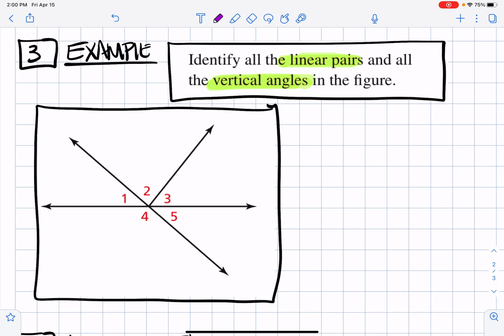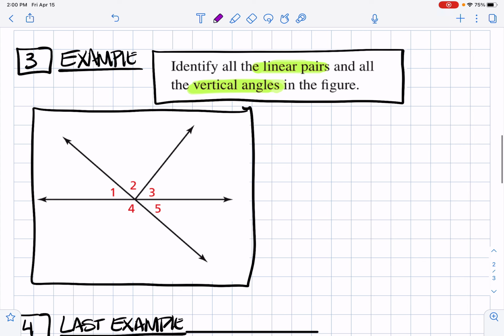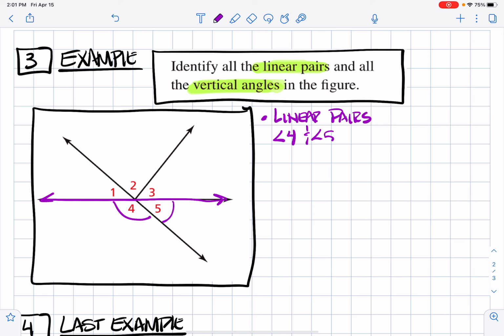Okay, let's do an example together. Box number 3 says, identify all linear pairs and all vertical angles in the figure. All right, so let me zoom out here. So let's do linear pairs first, okay? So we're looking for angles that create a line. So this right here is a straight line, okay? And the two angles that can create that are angle 4 and 5. So we can say angle 4 and angle 5 are a linear pair.